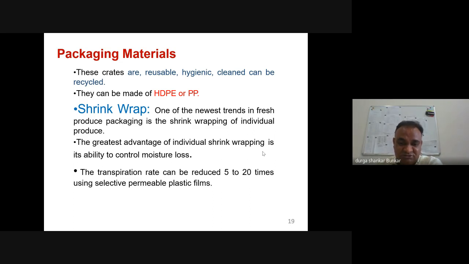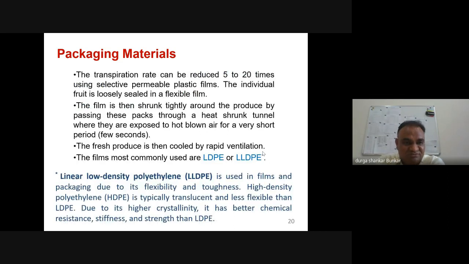Transpiration is exactly a type of sweating, like in humans. So transpiration occurs in fruits and vegetables also. If we talk about the packaging material that is very common for fruits and vegetables, then we can say it is LDPE and LLDPE, and LLDPE is the linear low density polyethylene.